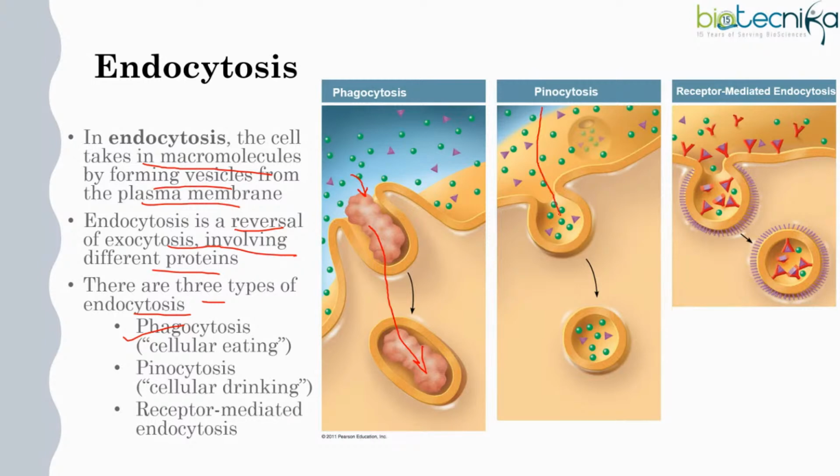Pinocytosis is cell drinking, so it will take some smaller particles and take them inside the cell as vesicles. Receptor mediated means it will have some receptors with which the molecules will bind, then only they can take it inside, otherwise not.